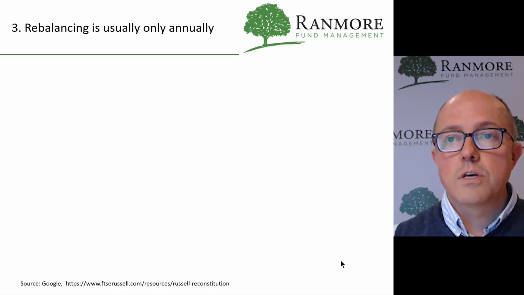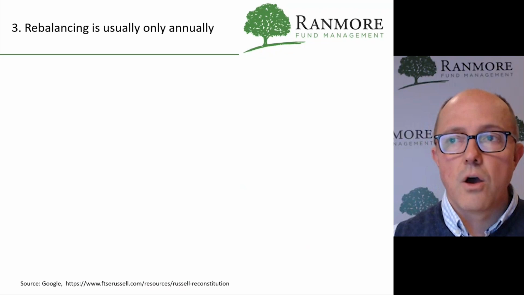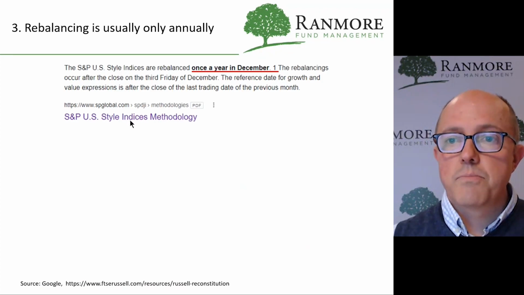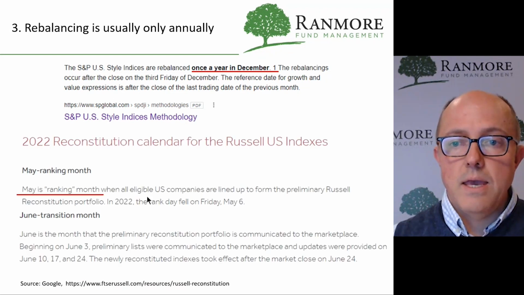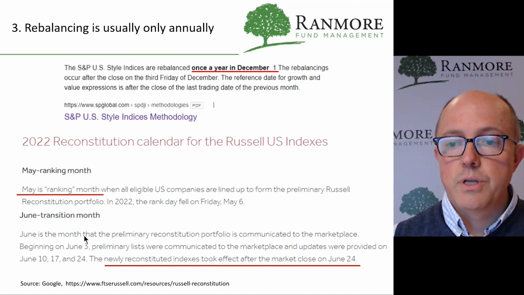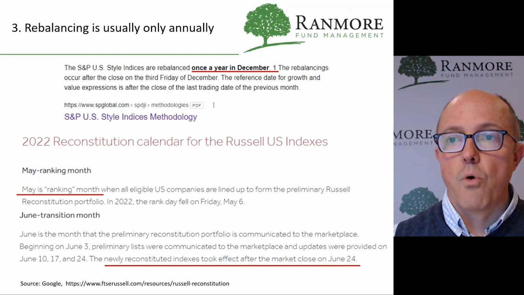Okay, now what is another problem? Well, the next problem is that rebalancing is usually only annual. So in the S&P styles methodology, this happens once a year in December. And for Russell, May is the ranking month and June is the transition month. And you can see that this year it took place after the close on June 24th.